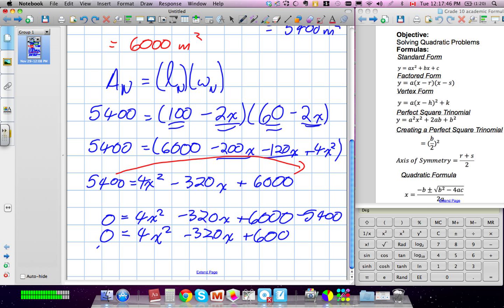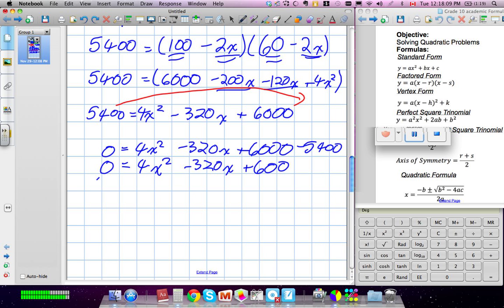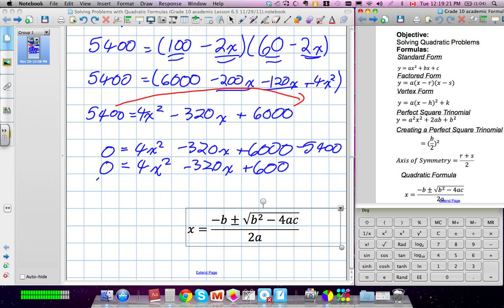Now, I could factor this. I'm going to tell you right now, it could be quite a bit of work. What can I put this into to make sure I know I'm going to get the right answer right off the bat? I can put this right into the quadratic formula. So I'm going to do that. We're going to take our quadratic formula and plug our values in. I'm going to start back in black again.